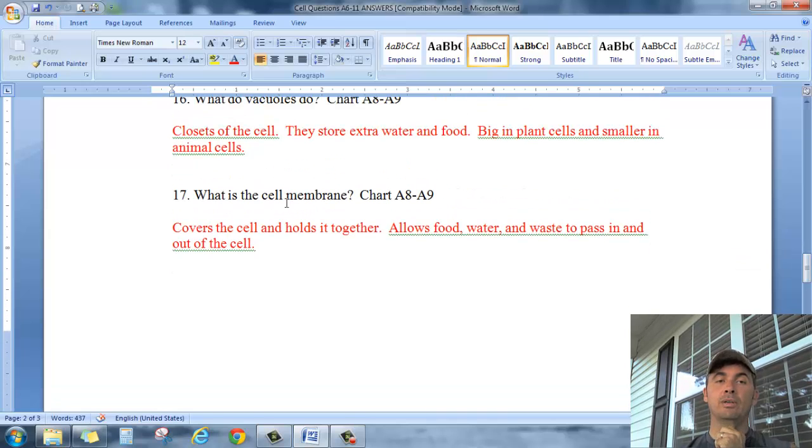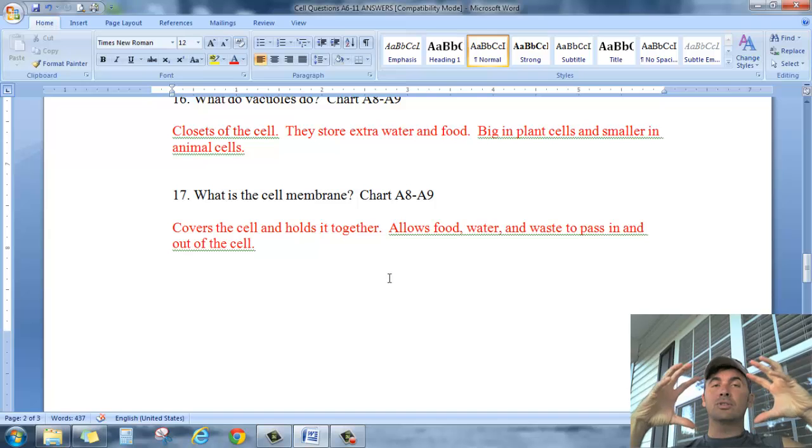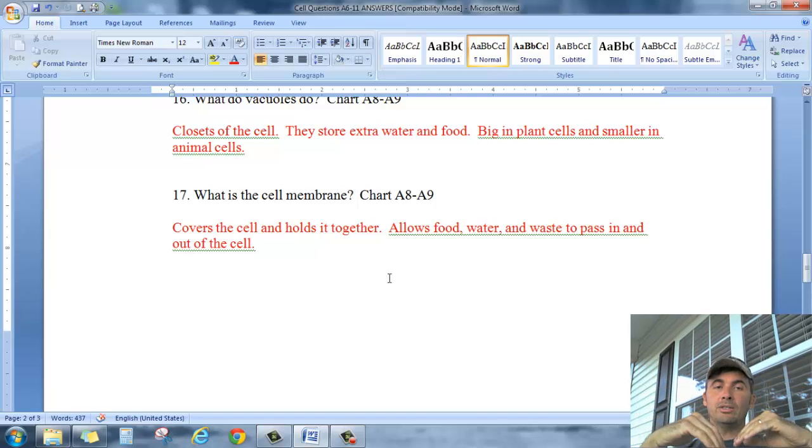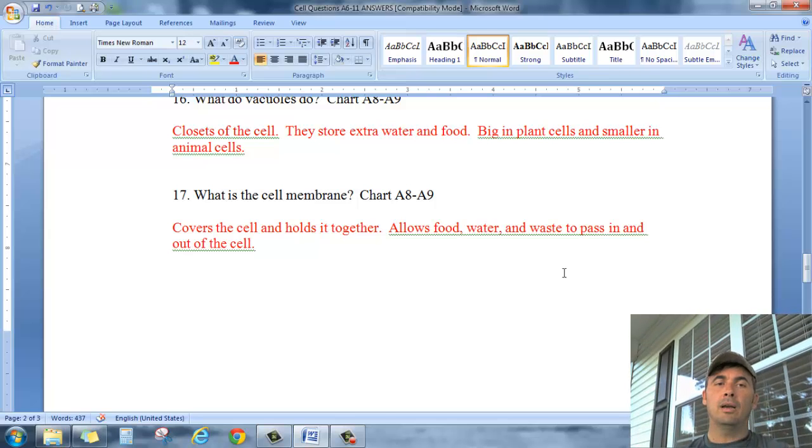Number 17, what is the cell membrane? The cell membrane is just a covering. It covers the cell and it holds the cell together, and it allows food and water to come in and waste and other stuff to pass out of the cell. And when I think of a cell membrane, I think of a water balloon. The balloon would be the cell membrane, and then inside would be all the other parts and stuff. Okay? But it's what holds it together. Covers and holds it together.